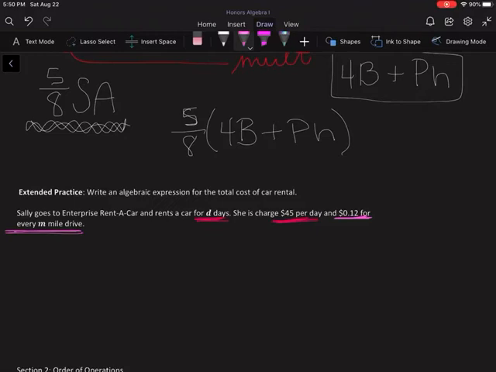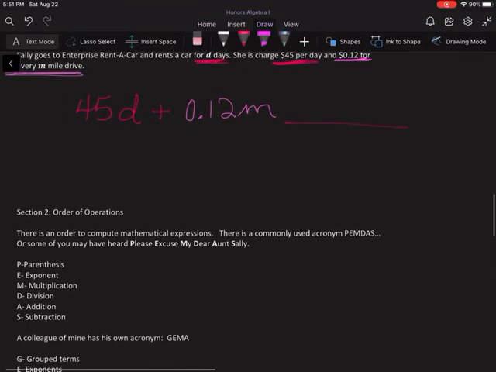So I know if it's 12 cents for every mile, I'm going to multiply 12 cents times the number of miles I drive. And then I'm going to add on the cost of days. How many days? It could be either up front or behind, doesn't matter. And I have $40 per day. And that would be an algebraic expression to represent the total cost of the rental. And no, I'm not going to put equals T because that makes it an equation, not an expression. All right, so again, we'll go through a few of those at the beginning of class on Monday.